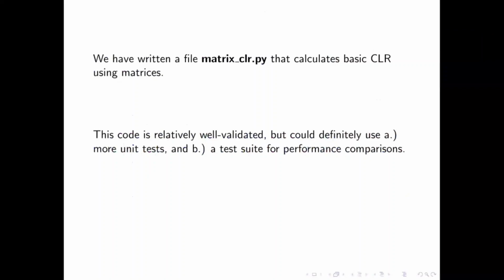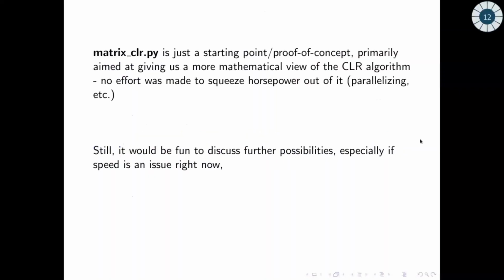So to the cool stuff, what we did: Andrew wrote a cool Python module that calculates basic CLR stuff using matrices. The code is relatively well validated, but we need more unit tests. That's sort of on me. I need to build that base out, and then obviously share the code with the community and let everybody hack away at it. And then a test suite for performance comparisons to show the timing of this versus the Gitcoin code would be future work. It's just a starting point, a proof of concept. We haven't tried to optimize the code itself to run faster. We're just trying to apply new algorithms to hit a starting point.